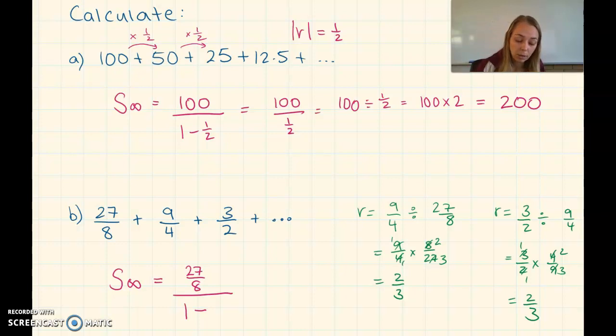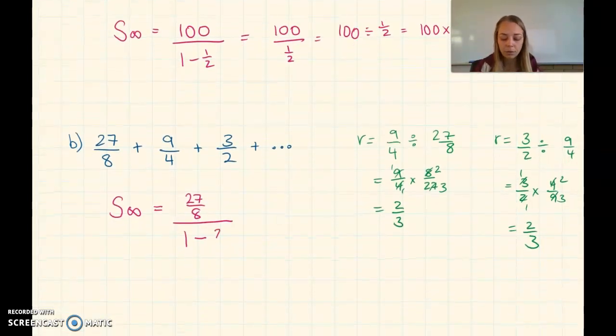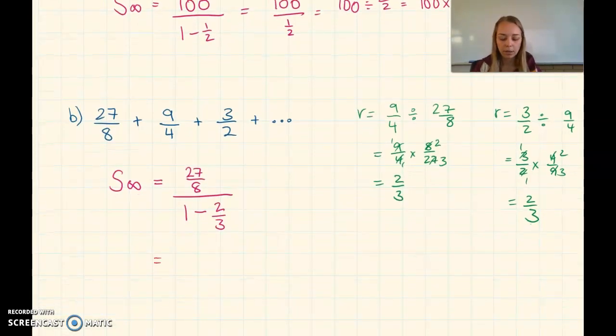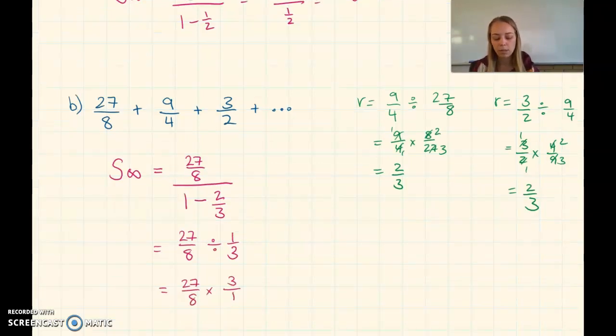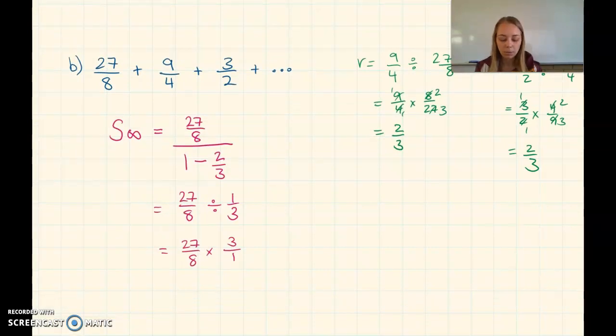So I'm ready to substitute that into my formula. So it's going to be 1 minus 2/3 on the denominator. And when I go to solve that, it's going to be 27 on 8 divided by 1 minus 2/3, which is just going to be 1/3. And we're going to keep, change, flip one more time. And we get times by 3 over 1, and 27 times 3 should be 81 on 8, and there's no way to simplify that fraction down. So the sum of that infinite geometric series would be equal to 81 over 8.